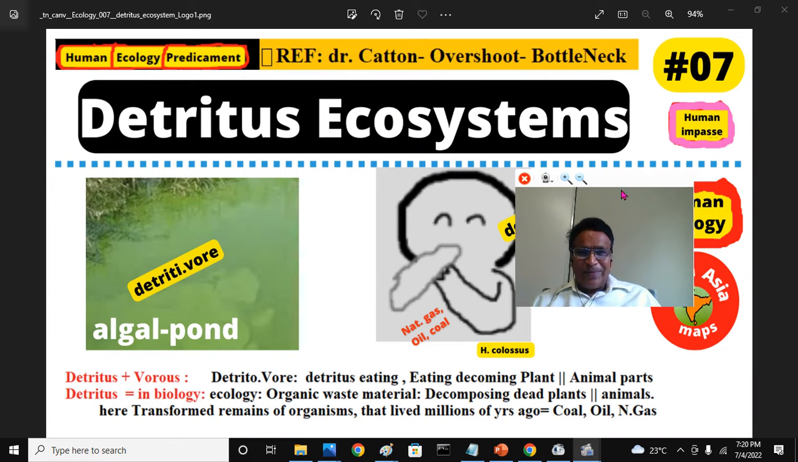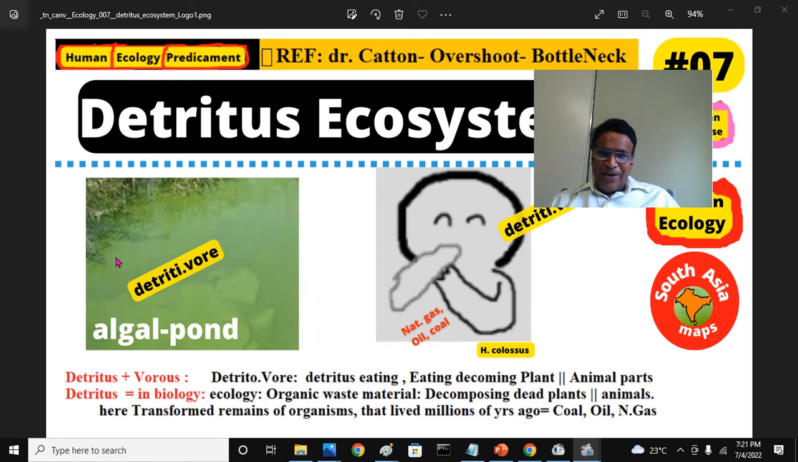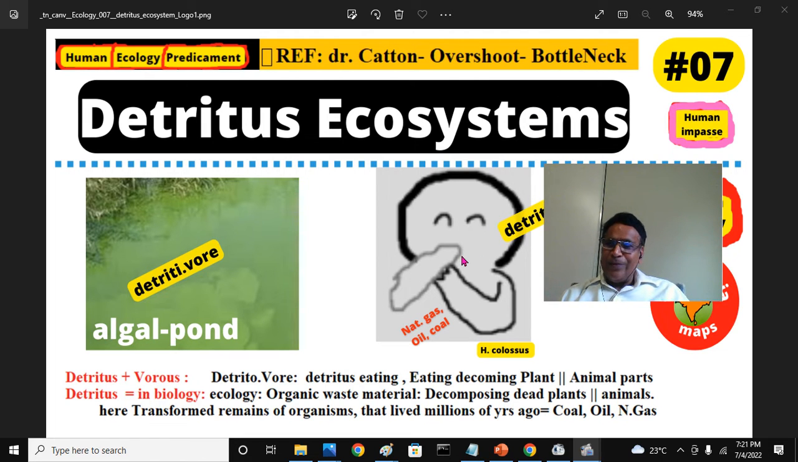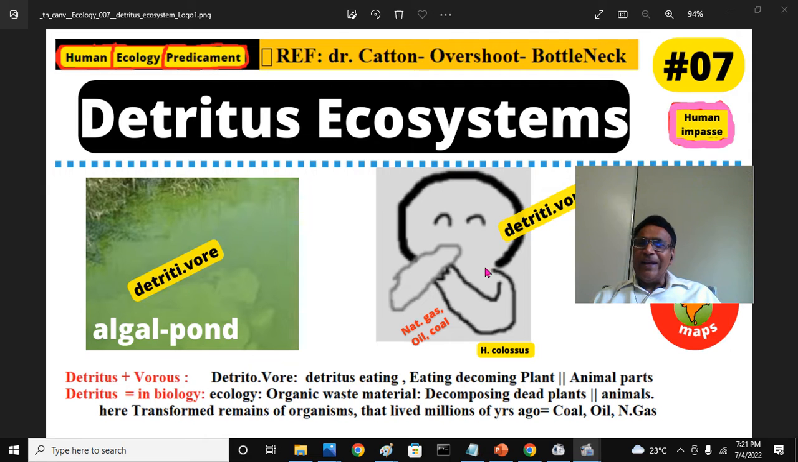Detritus ecosystem is today's topic of discussion. This is the algal pond. These algae are called detritivores, part of the detritus ecosystem. This is a human being called Homo colossus. I talked about Homo colossus and Homo sapiens before. You can go and listen to that presentation for more detail. This Homo colossus, a gigantic human being, is also part of the detritus ecosystem. It is a detritivore, meaning it eats and lives on detritus.